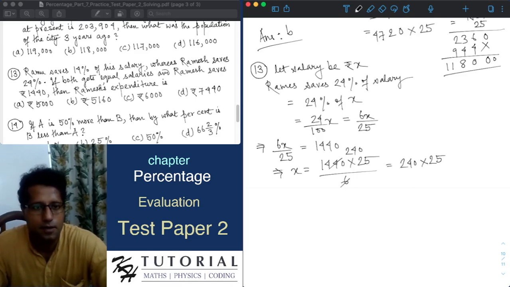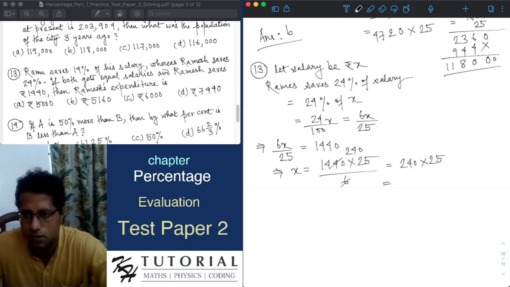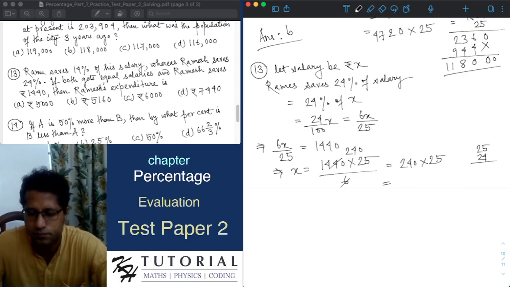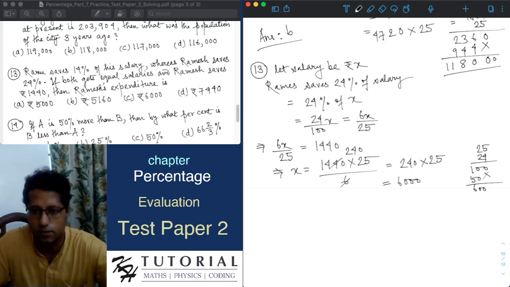Now it is asking that Ramesh expenditure is okay. So this is how much? 24 multiplied by 25 is 25 multiplied by 4 is 100, and we have 50. So this is 600. So this is 6,000. The salary of both is 6,000.